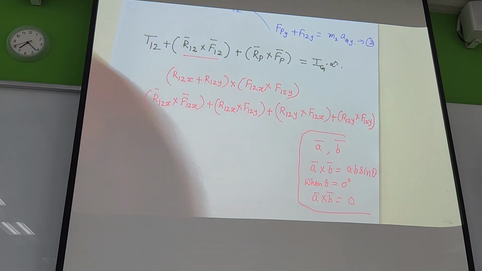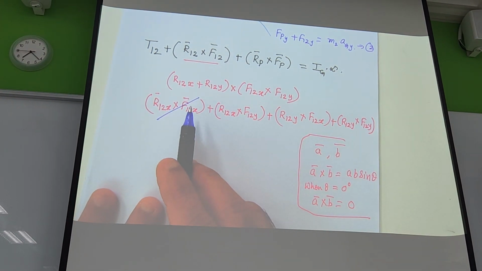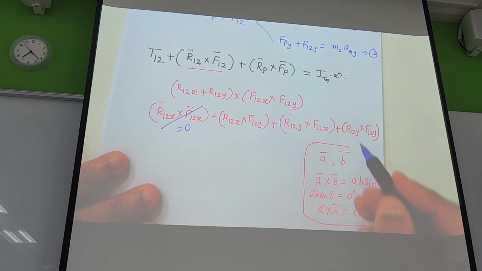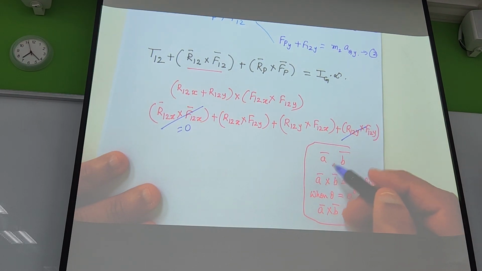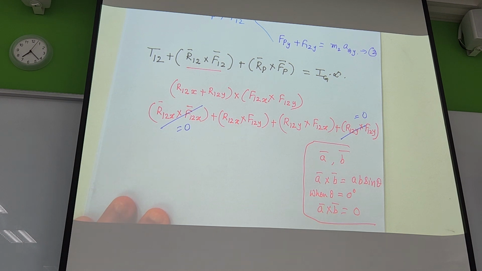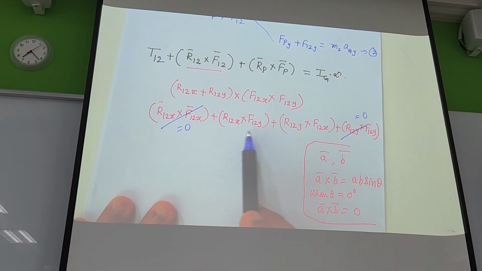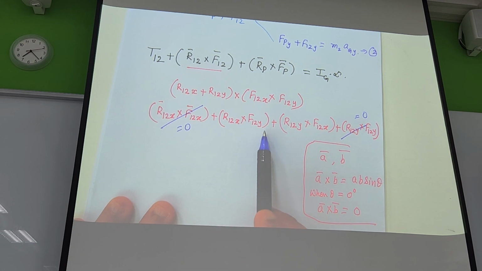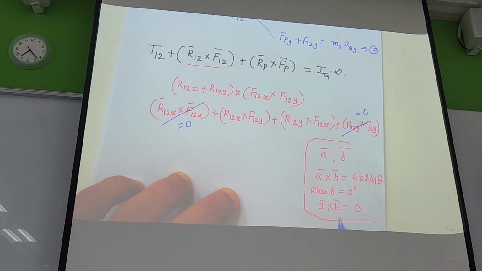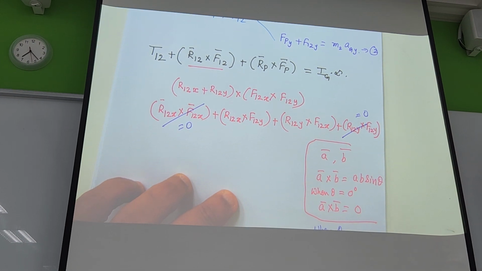So the cross product of R12x and F12x is 0 because these are parallel vectors. Similarly R12y and F12y, the cross product is 0. Now, what is the angle between x and y? It is 90 degrees, and sine 90 is 1. So when theta is 90 degrees, A bar cross B bar can be written as AB.